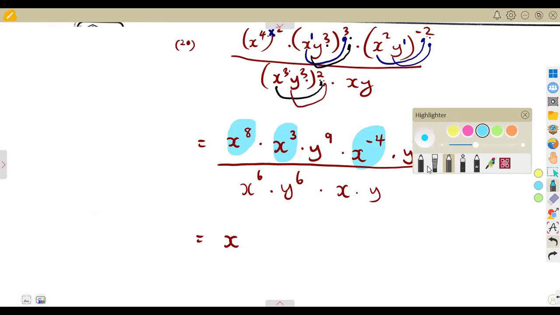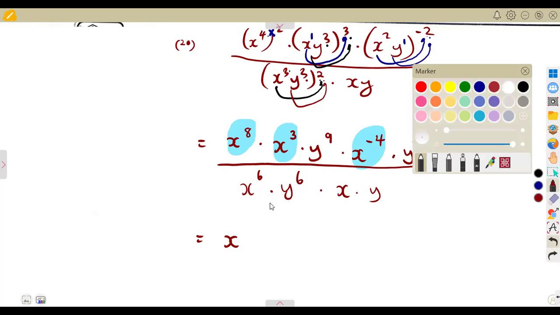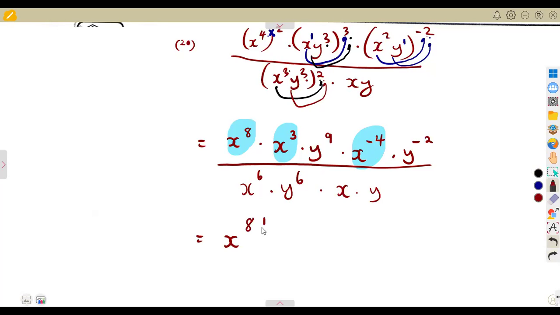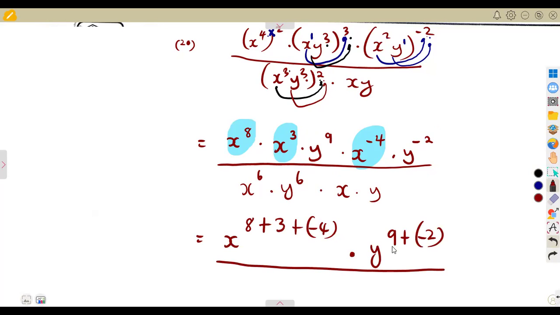So that is going to be x to the exponent of 8, you're multiplying. So we add plus a 3, we add plus a minus 4 like this. The same thing with the y, to the exponent of 9, y to the exponent of minus 2. So we're going to add 9 plus minus 2. Everything is being divided to the denominator.